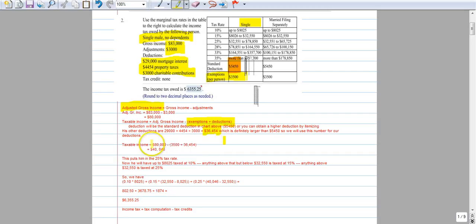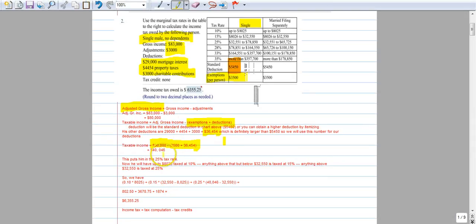So we take his adjusted gross income, 80,000, and we subtract 3,500 for the exemptions and 36,454 for the deductions, and that gives us $40,046. So if you look in the chart and try to find where the $40,046 would fall, that falls into this category, which is the 25% tax rate.